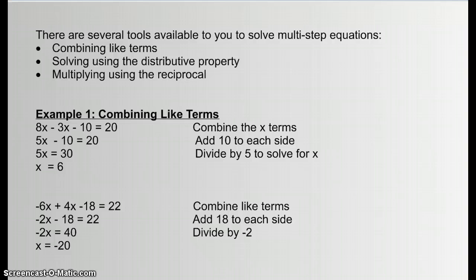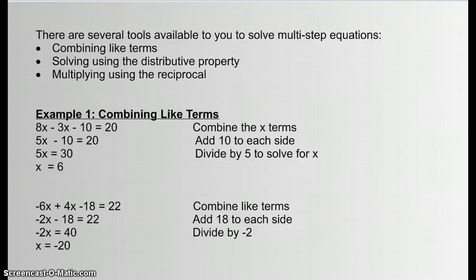We have 8x minus 3x minus 10 equals 20. We're going to combine the variable terms, the x terms on the left-hand side. They become 5x minus 10 equals 20. We're going to add 10 to both sides to isolate the x on one side by itself. That becomes 5x equals 30. And then we're going to divide by 5 to solve for x, so x equals 6.